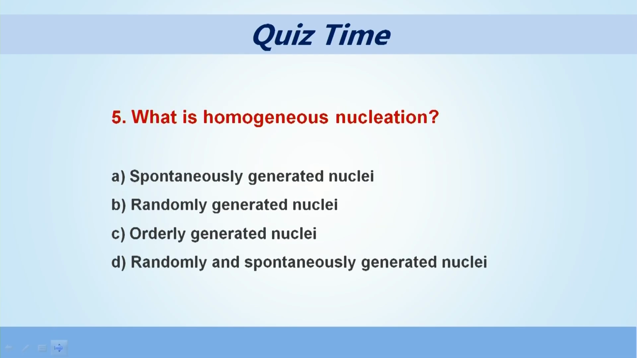The last question, what is homogeneous nucleation? Option A, spontaneously generated nuclei. Option B, randomly generated nuclei. Option C, orderly generated nuclei. And option D, randomly and spontaneously generated nuclei.